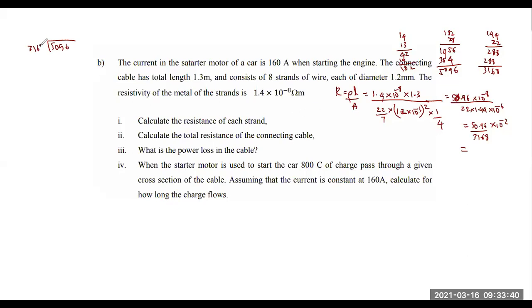Do we get a very small value? Okay, 1.3 meters. Yeah, correct. 1.2 millimeter, very small, right? Yeah, diameter, millimeter. Okay, fine. And then 3168.